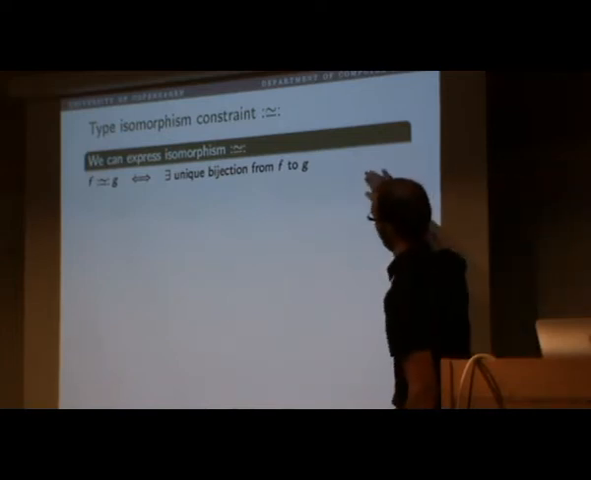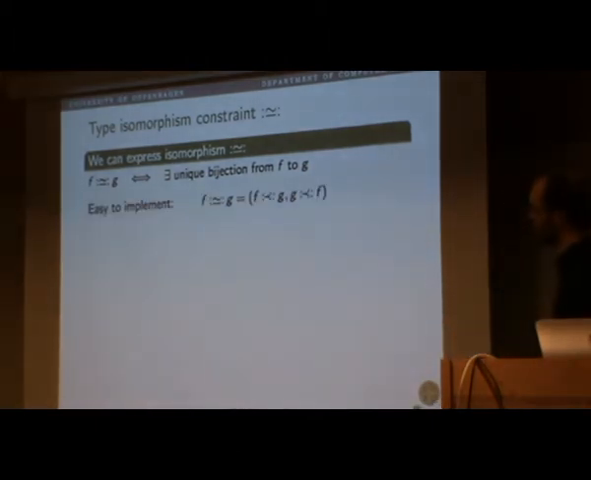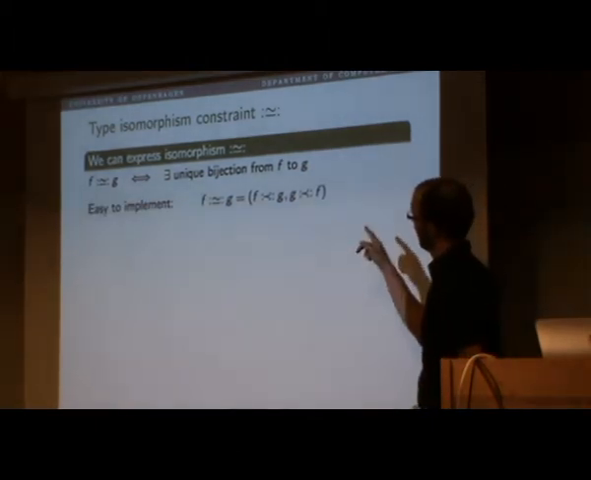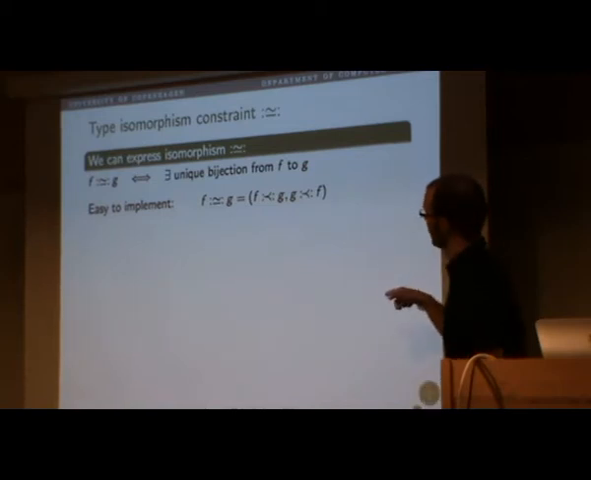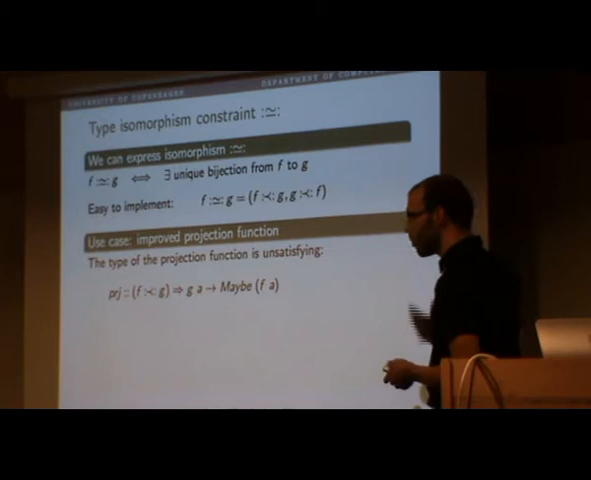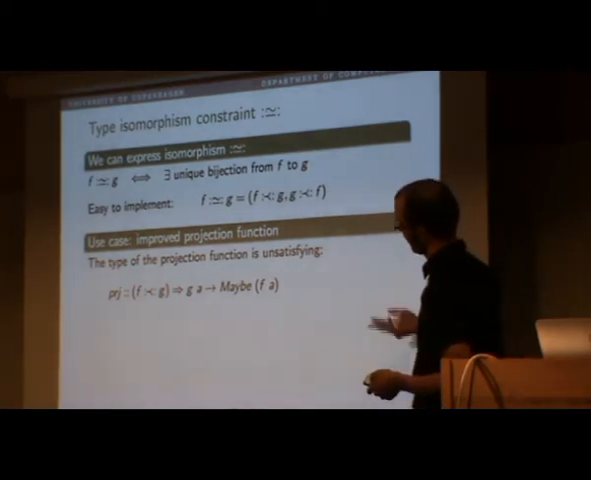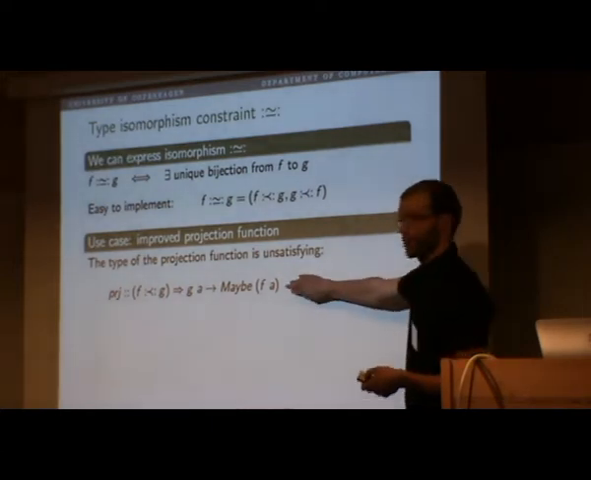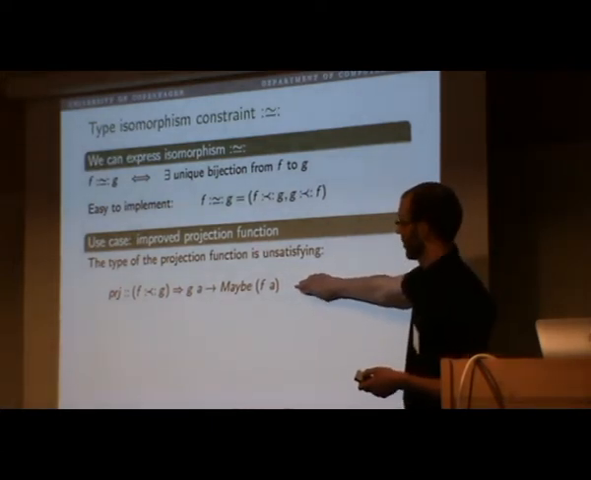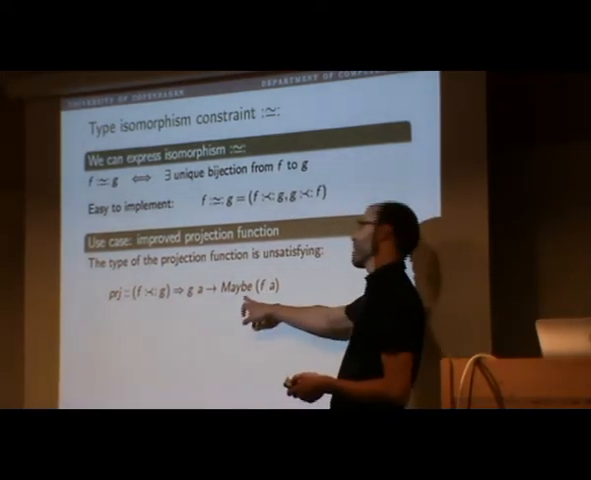The meaning of this should be that, well, F and G are isomorphic, there's a unique bijection. That is simply defined as subtyping in either direction. So F is smaller than G and G is smaller than F. And the use case for that is, for example, a richer form of projection. So the subtyping comes with this projection function as illustrated on the earlier slide, which says that I can go from the bigger type to the smaller one, but maybe not.